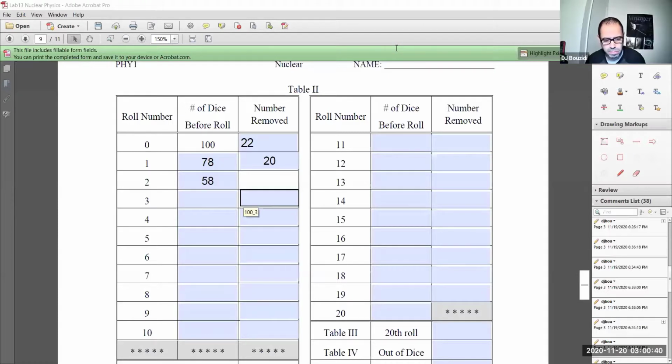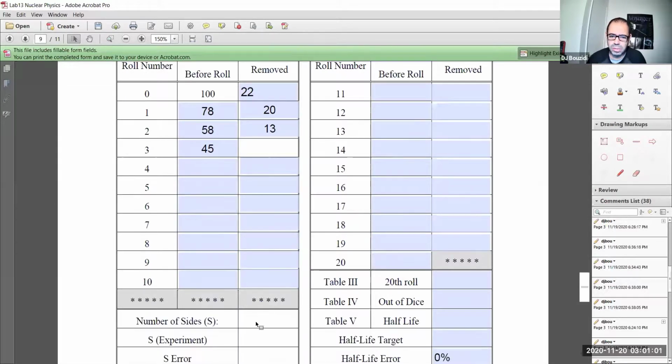So I removed 13, and I'm at 45. Okay? Does anybody understand how to go all the way to 20? You guys are supposed to complete not just up to 10. This one, ignore them because they're not fillable anyways. So you cannot type anything in there. But you're supposed to go through all of this process in here using the Excel file.